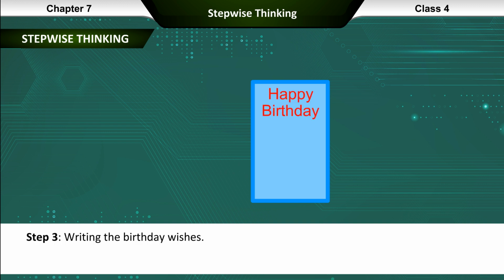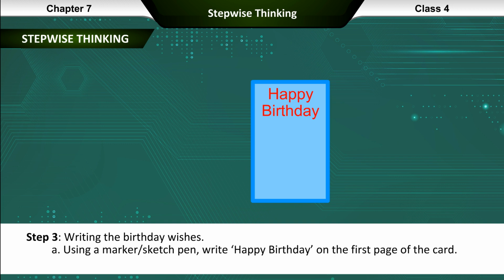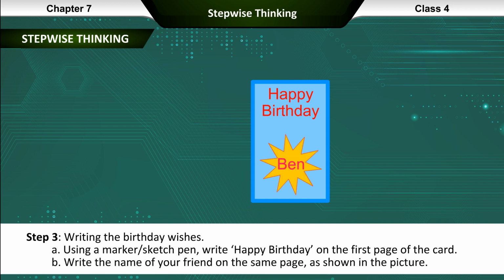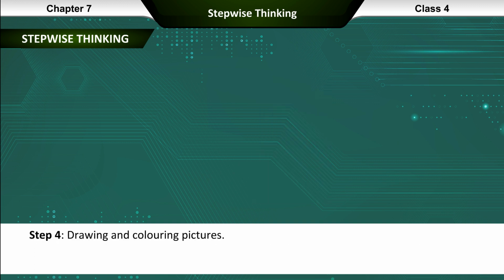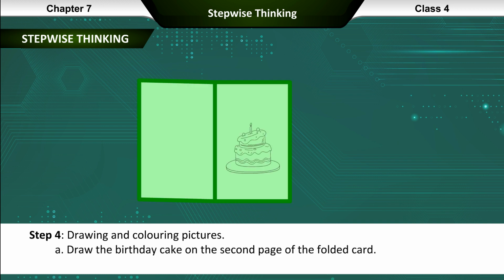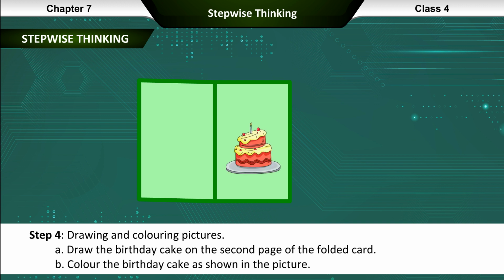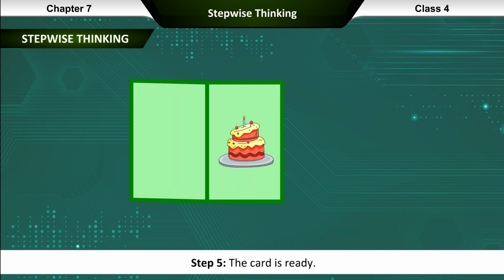Step 3. Writing the birthday wishes. A. Using a marker sketch pen, write Happy Birthday on the first page of the card. B. Write the name of your friend on the same page, as shown in the picture. Step 4. Drawing and coloring pictures. A. Draw the birthday cake on the second page of the folded card. B. Color the birthday cake as shown in the picture. Step 5. The card is ready.